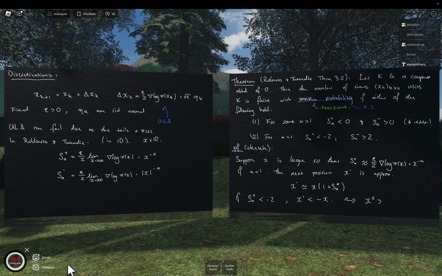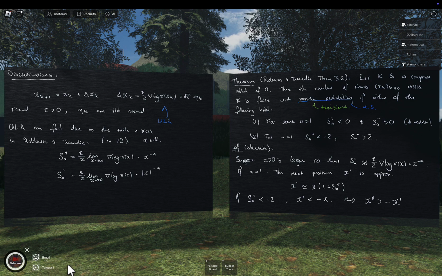Hang on. Do I have these the right way around? Okay, this should be positive. Yes, sorry, this is correct. Then the next position after that will again be greater in magnitude than the previous position. And basically we just get this oscillation between increasingly extreme values of x.